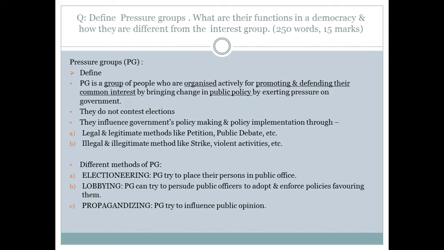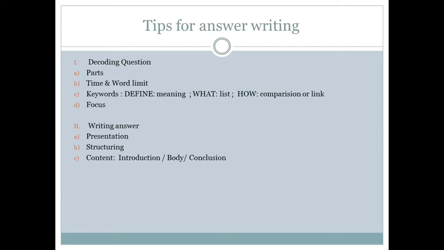Or there could be another structure also, that first I describe what a pressure group is, then I give the difference between the interest group and the pressure group, and then I give the functions and then a conclusion. So that depends on you, how you are going to structure your answer. But structuring should broadly be in 3 things, that is your introduction, body and conclusion. That's going to be your basic content of the answer, which would have 90% of the marks.